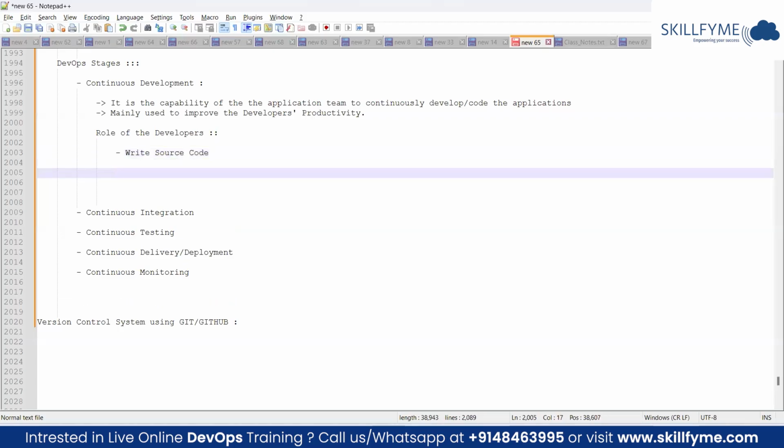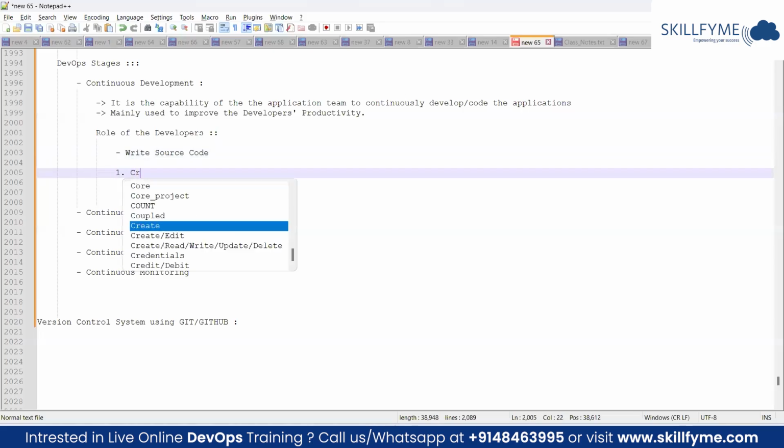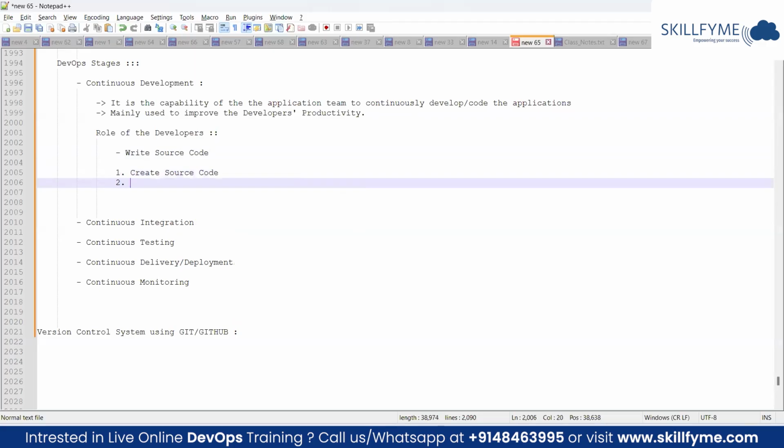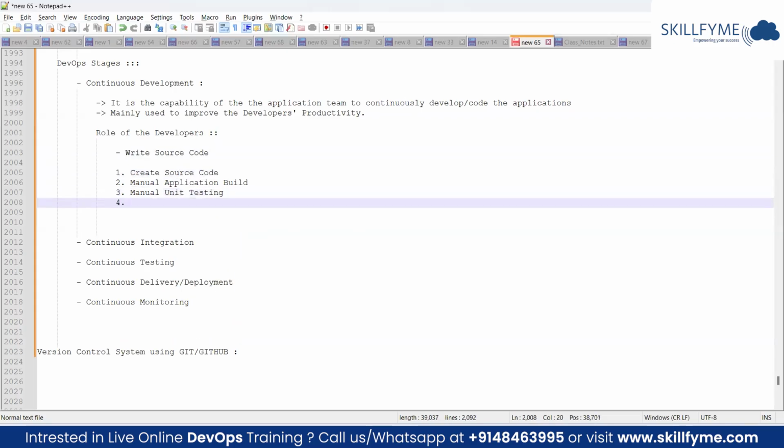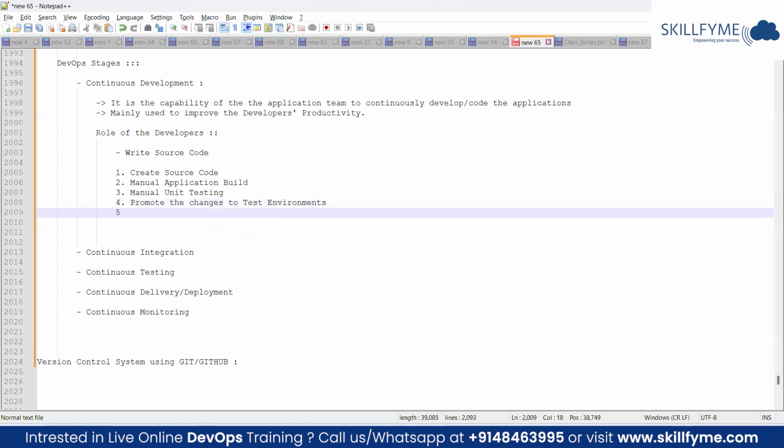But apart from this, developers were involved in many tasks. First thing is they create the source code and they have to perform the manual application build and they have to perform the manual unit level testing. And then once the testing is completed, they have to manually promote the code to test environment like QA environment. And not only that, even after promoting code to test environment, they have to notify the testing team through emails stating that the code is ready. Please pick it up for further testing. Like that, they have to send the notification to the testing team. Then only the testing team will come to know about it.